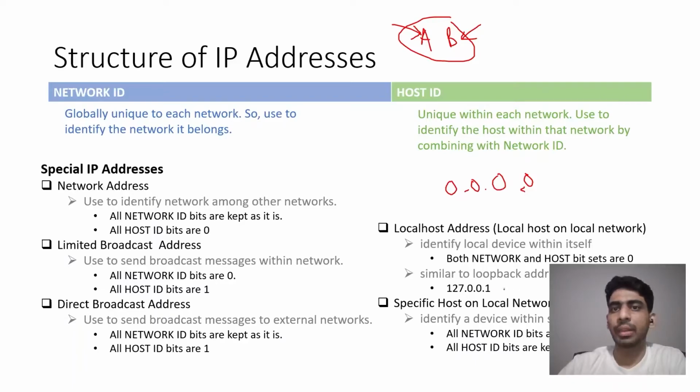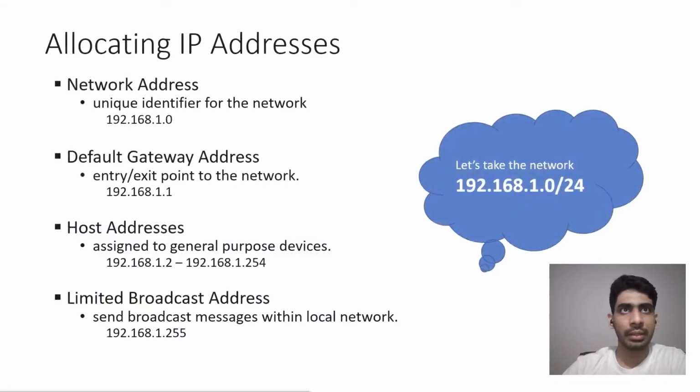And we have a specific custom local network. This is something similar to sending a message to a computer, but in this case we can only use this within our network. We can't use this to reach another network because, as it defines, it's only within the local network. So we use this IP address to identify a device within the same network. In this case, all the network ID bits are turned to 0 and all the host ID bits are kept as they are. Then let's move to the next slide.